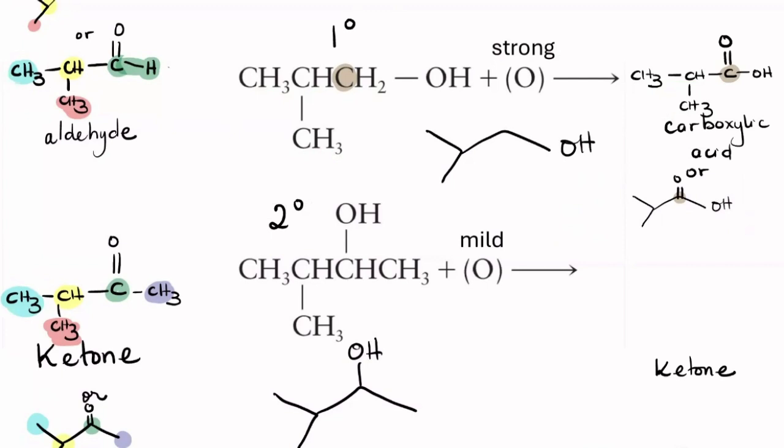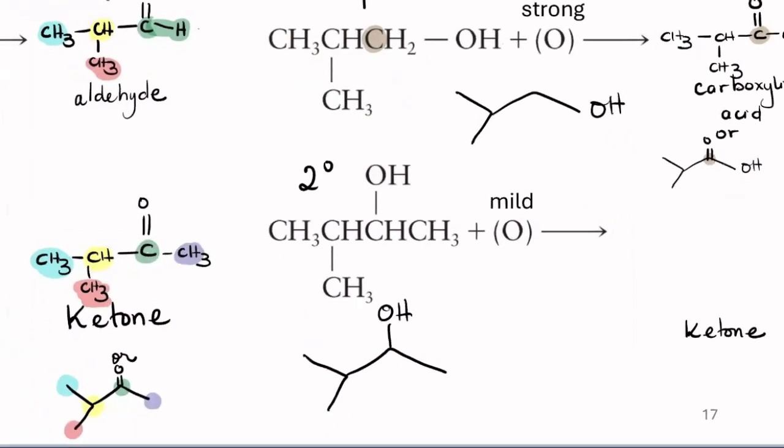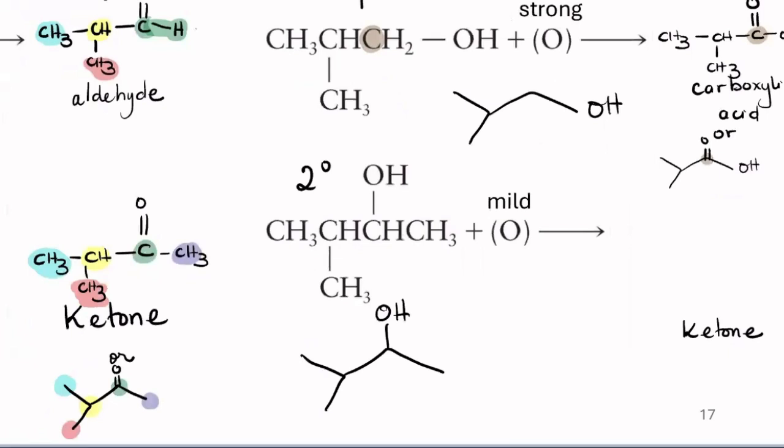When it comes to the ketone, it is the same product that we wrote right here. So I'm just going to rewrite it. This is a CH3 connected to a CH, connected to a C double bond O, connected to a CH3. Or if I draw it in skeletal form, that's the ketone.